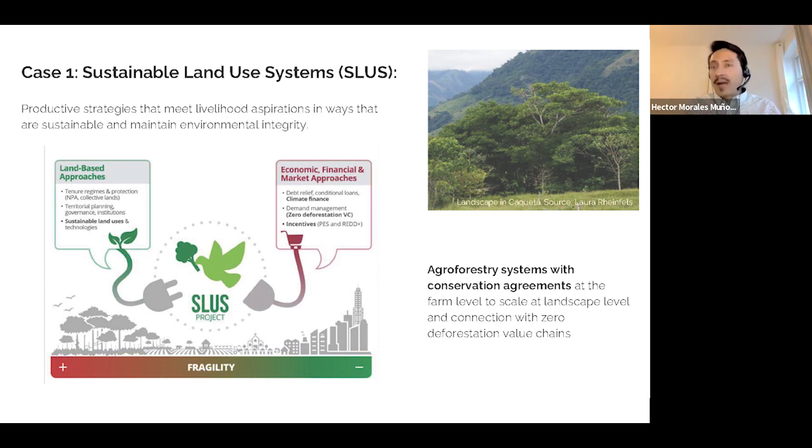So these basically are arrangements at the farm level, for example, agroforestry systems that are implemented with farmers that already have land titles and which sign conservation agreements that prevent them from cutting more forests. They also try to connect these farmers with zero deforestation value chains, such as the production of cocoa, as a way to substitute illegal crops.